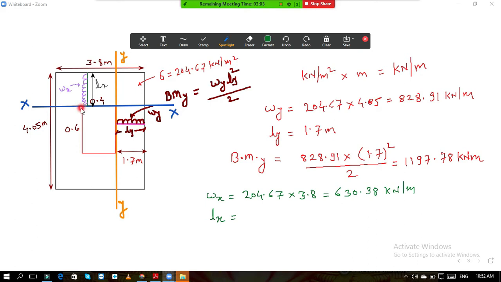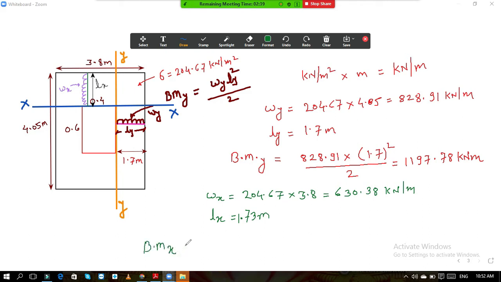Okay. So from center this is half and this is 0.3. So it is (4.05 minus 0.6) whole divided by 2. So it is 1.73. So your value of Lx is 1.73 meter. So take this value as 1.73 meter. And now calculate the bending moment along x direction.